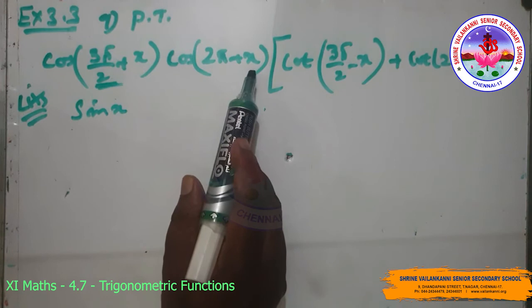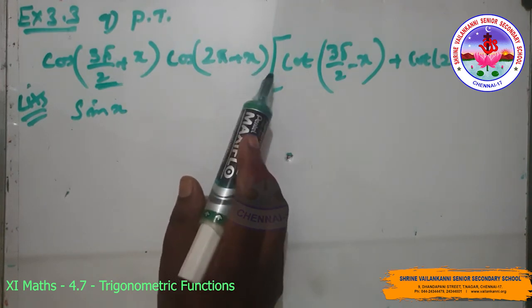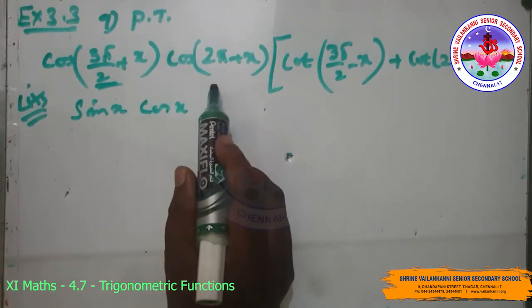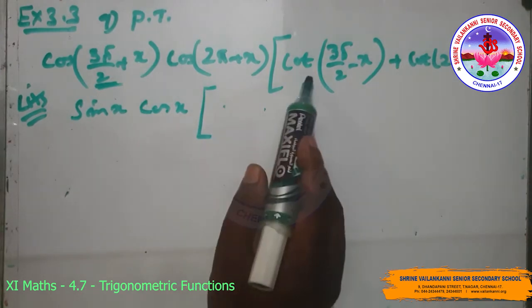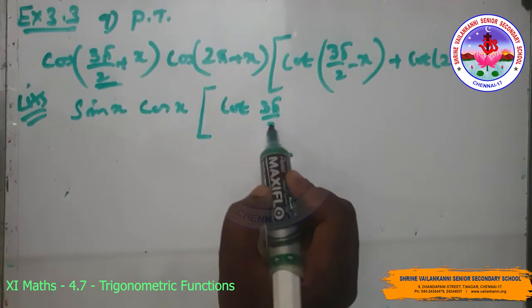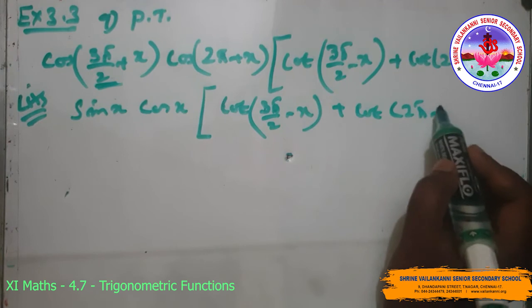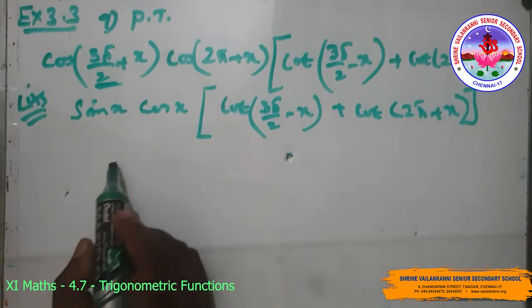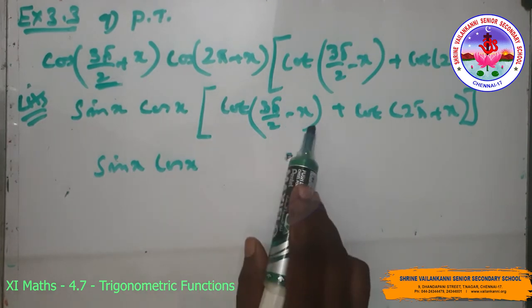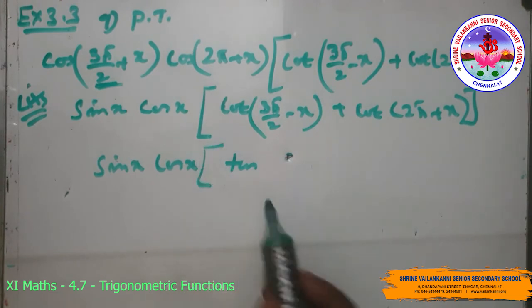Cos of 2 pi plus x, which lies in the first quadrant. Here all the trigonometric functions are positive. So cos of 2 pi plus x is cos x, into cot of 3 pi by 2 minus x. So I am writing this again, plus cot of 2 pi plus x. So sin x into cos x. Here it is cot of 3 pi by 2. So cot will change to tan. Now we have to check whether it's positive or negative.